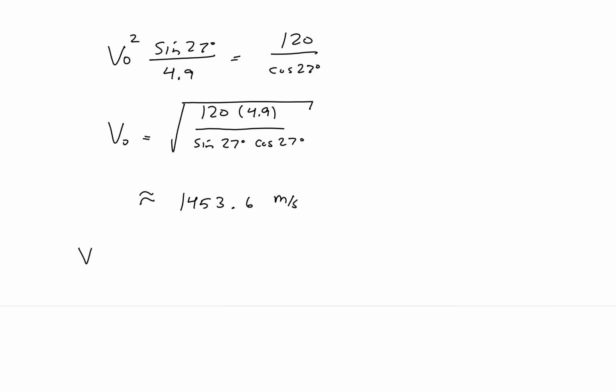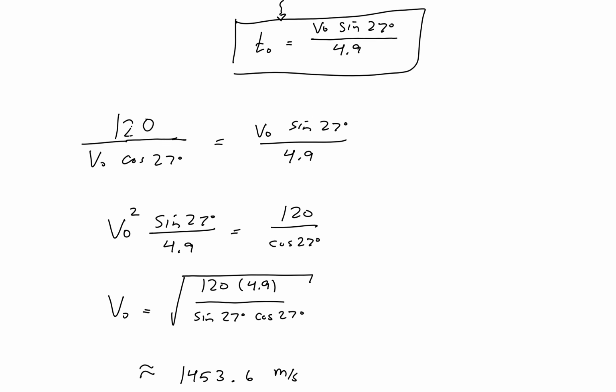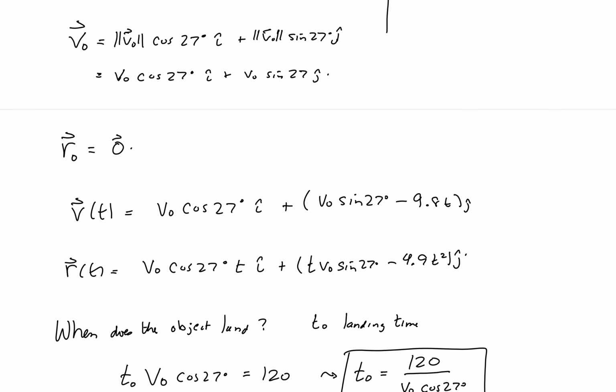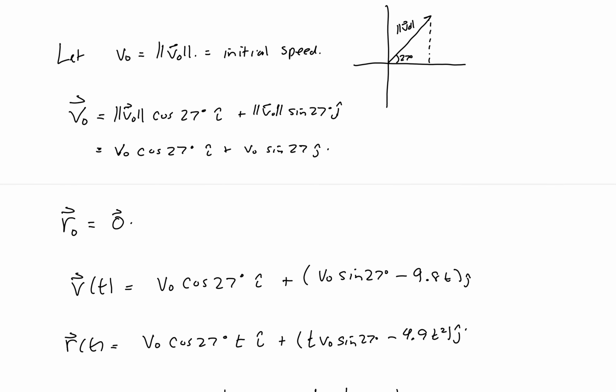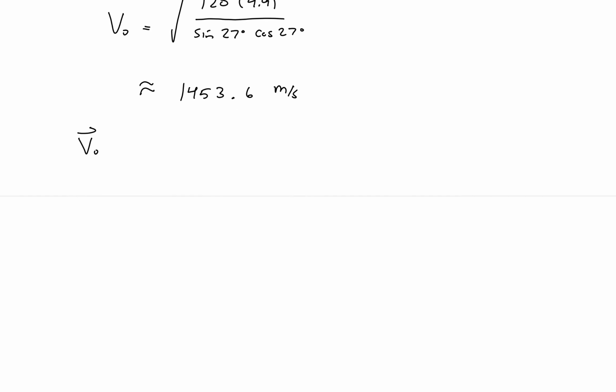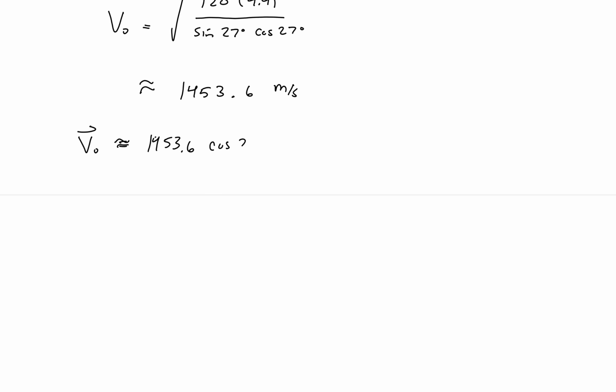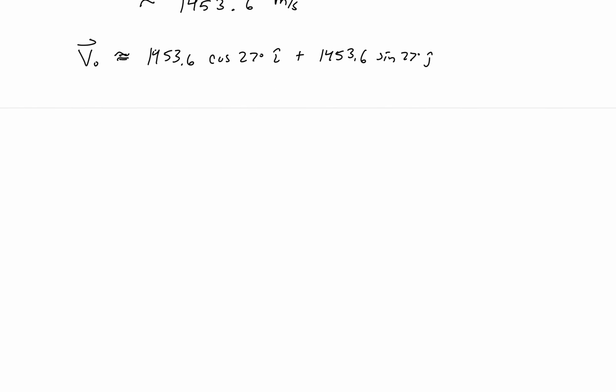And then my initial velocity, we just plug that in. Remember, when we look up here at our initial velocity, we just have the magnitude times the cosine 27 and sine 27. So then this initial velocity is going to be approximately 1453.6 times cosine of 27 degrees i plus 1453.6 sine of 27 degrees j. And this is why I said shot from the ground and not thrown, because this is going pretty fast. Okay, so if you've taken physics, you've probably seen an example like that.